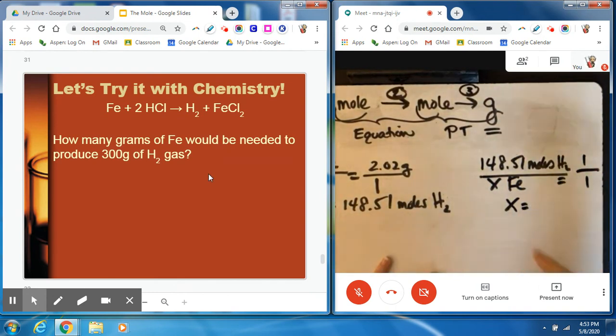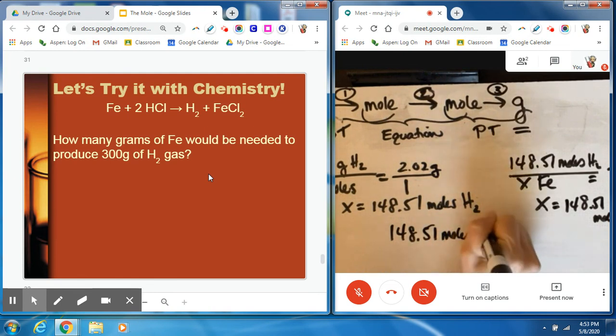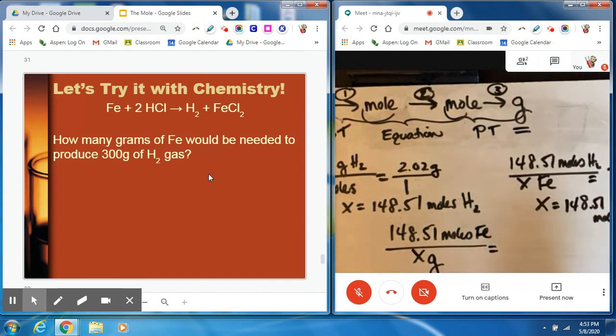So, for every 148.51 moles of H2, we also get 148.51 moles of Fe. And if we know that we have 148.51 moles of Fe, we can easily determine for part 3 how many grams that is by looking at the periodic table and looking up its molar mass. So the molar mass of iron is 55.85 for every 1 mole.